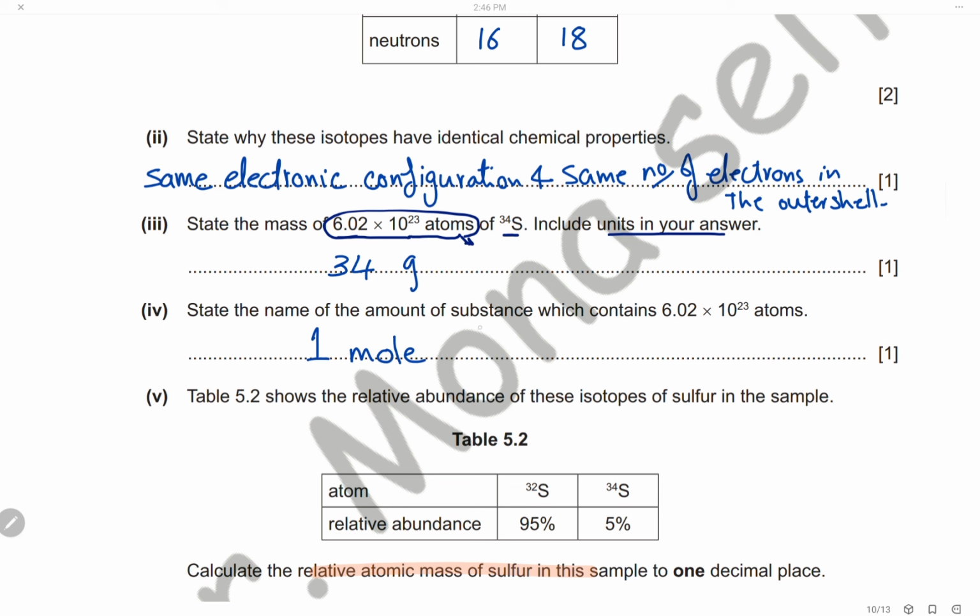State the name of the amount of substance that contains this number of atoms. As we've just said, this is Avogadro's constant, and Avogadro's constant is contained in 1 mole of any substance. So the name of this amount will be 1 mole.